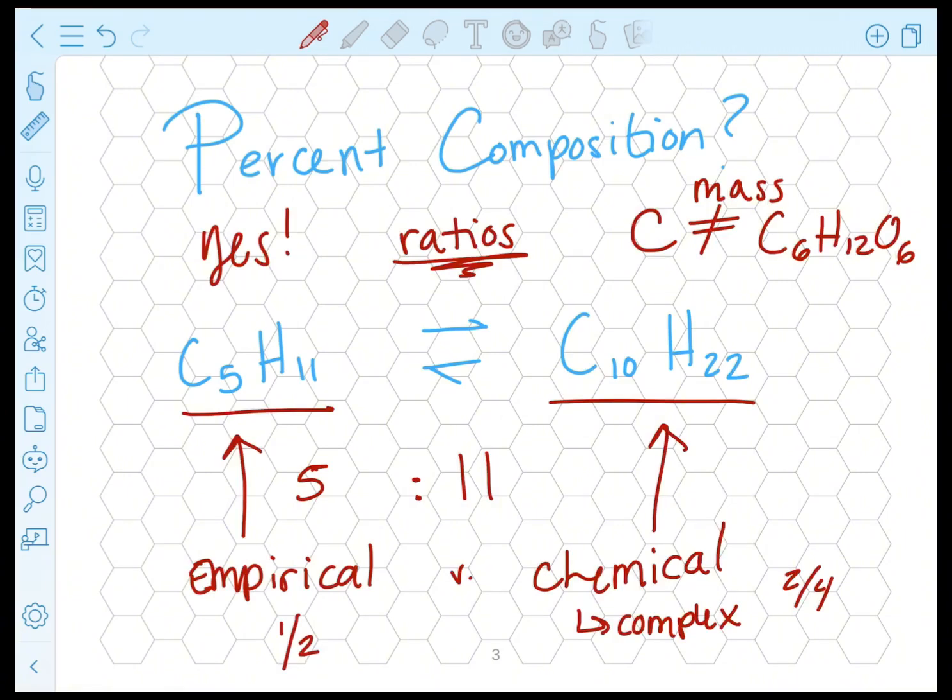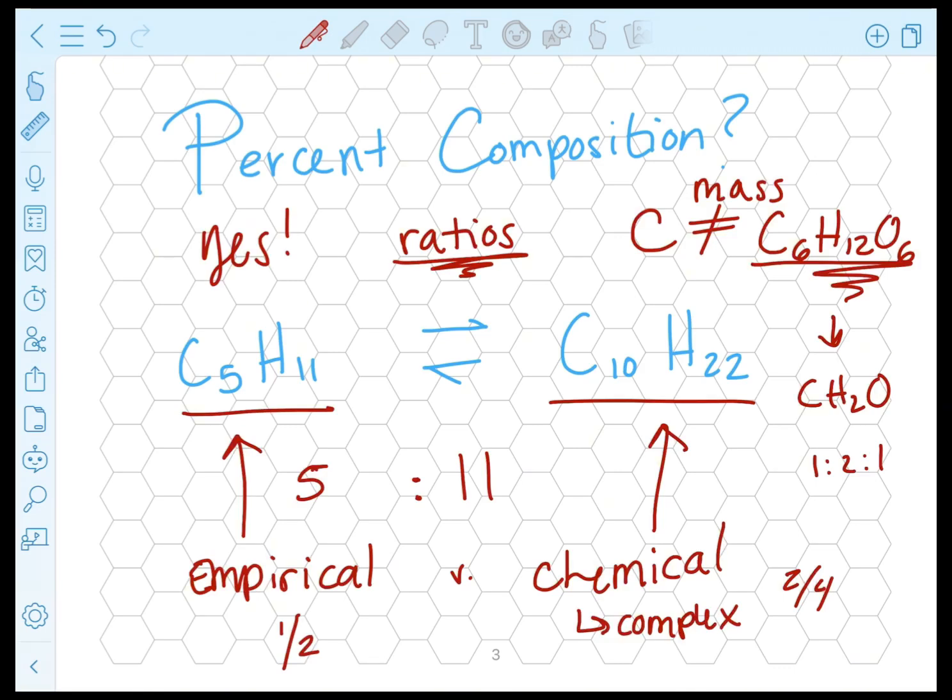All right. So a common example for these empirical versus chemical formulas is glucose. So you have C6H12O6, and the empirical formula for that would be CH2O. And that's because we have a 1-to-1 ratio here. Now, remember again that even though the ratios are different, the mass is going to be same for both empirical and the chemical formula, and the percent composition will remain the same.